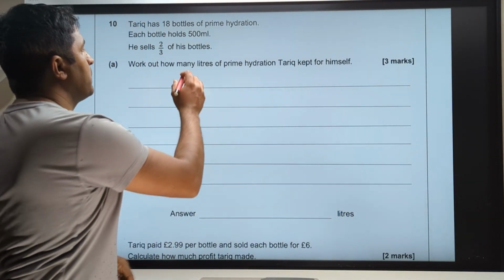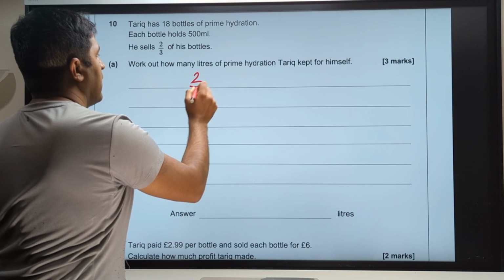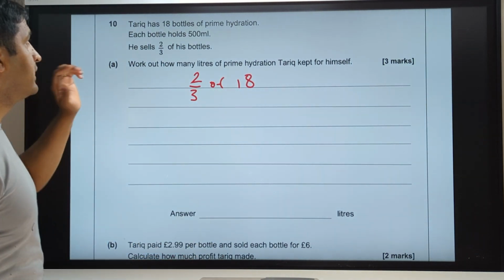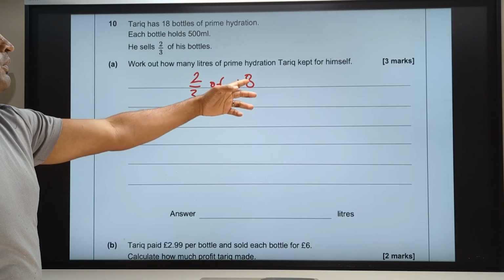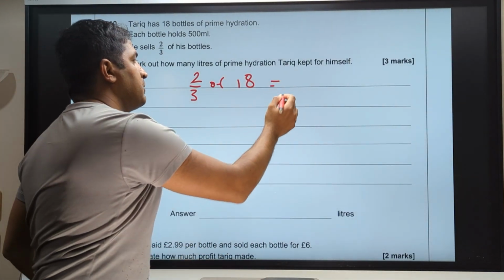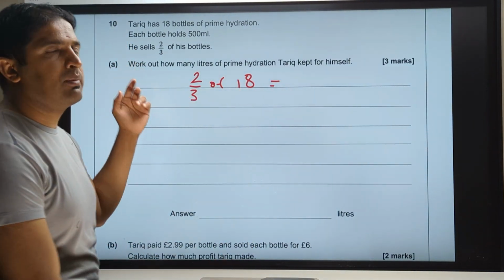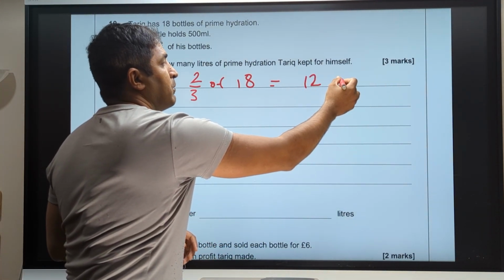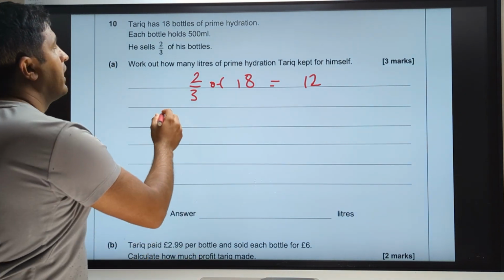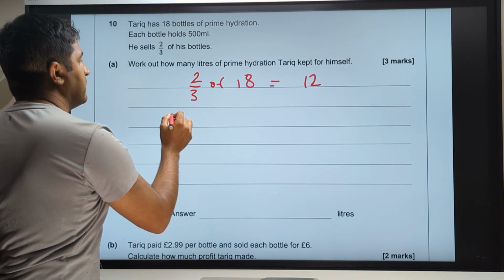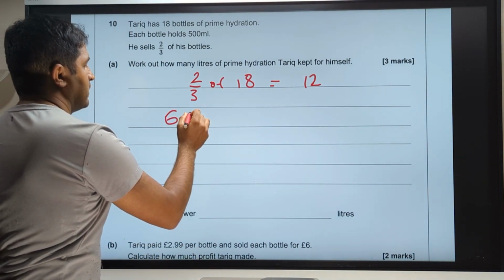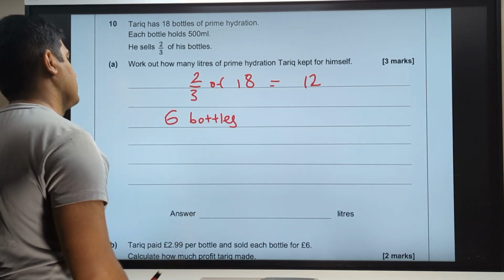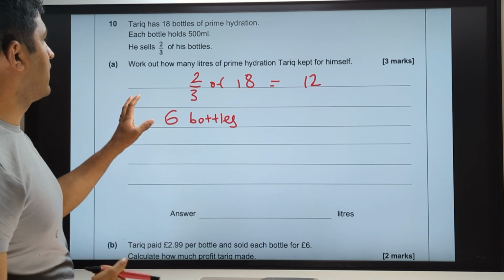2/3 of his bottles. So we need to work out 2/3 of 18. He sells 2/3 of 18 bottles. Okay, so we need to put that in the calculator. Divided by 3, multiplied by 2, so we get 12. So he sells 12 bottles. Okay, so he's got 6 bottles left for himself.